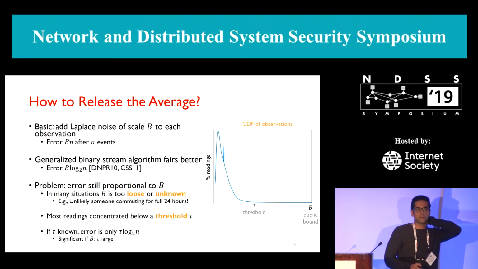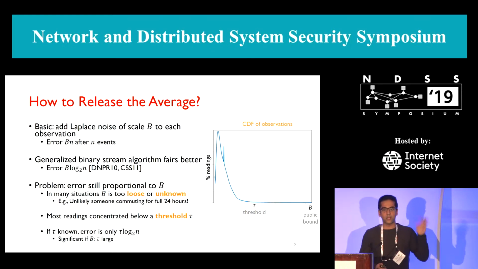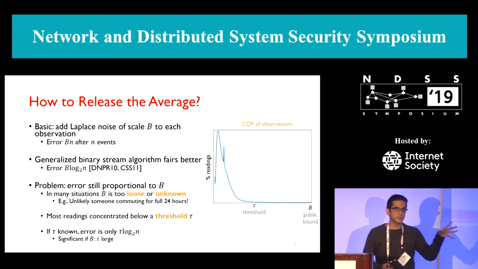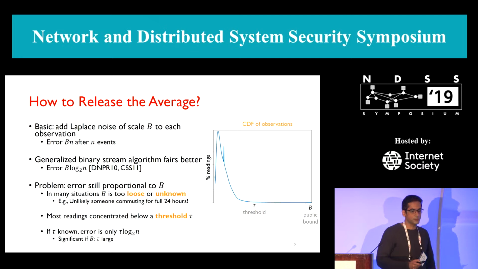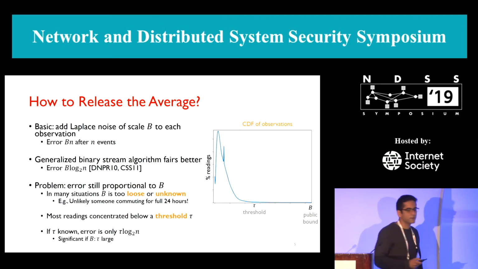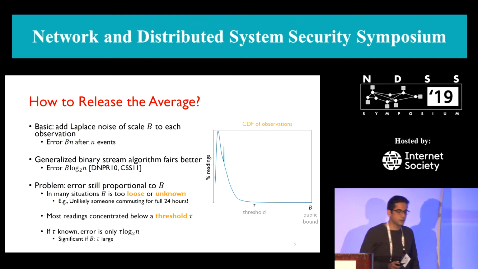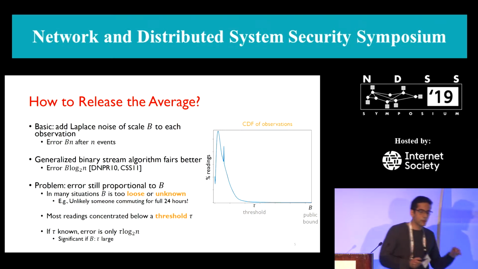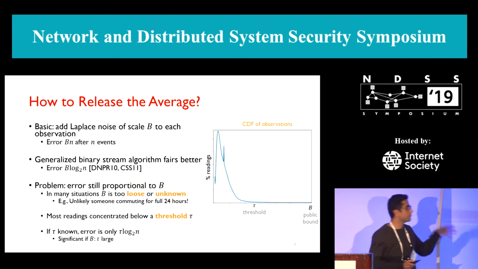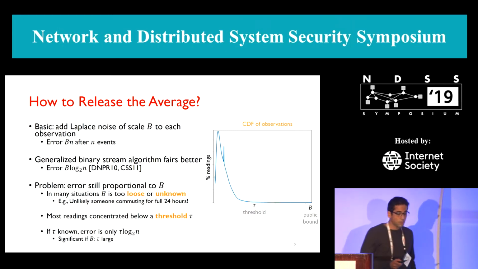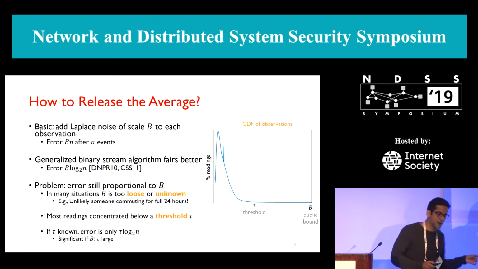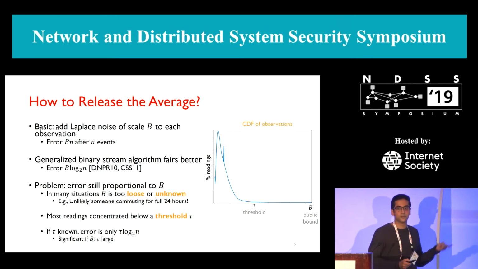The obvious mechanism that comes to mind is to add Laplace noise at each new event. Because B is a known public upper bound, you'll add Laplace noise of scale B. So the cumulative error after n events would be about B times n. If we use a slightly different algorithm, which I'll briefly go through in the next slides, we can get a lower error of B times log of n. The problem with both these approaches is that the error is still proportional to B.